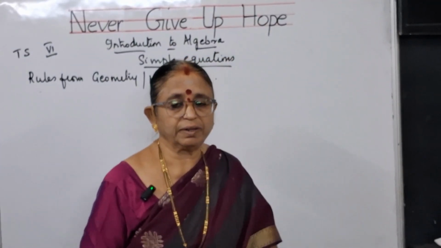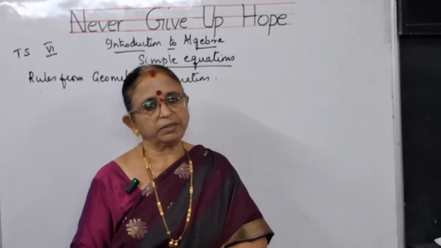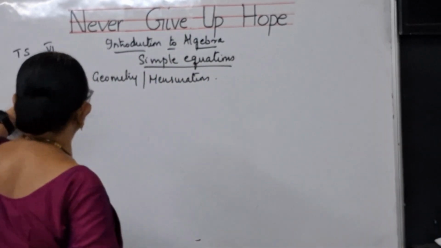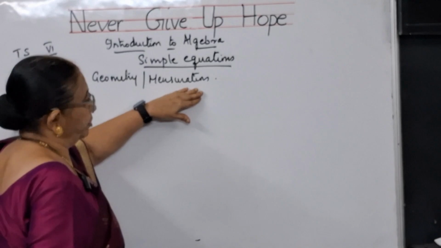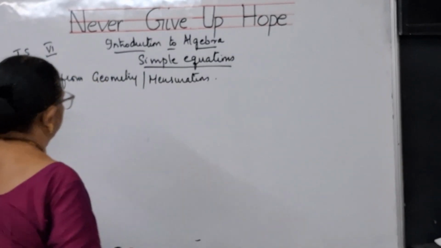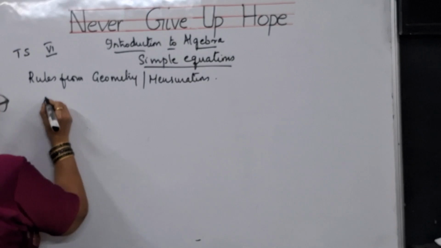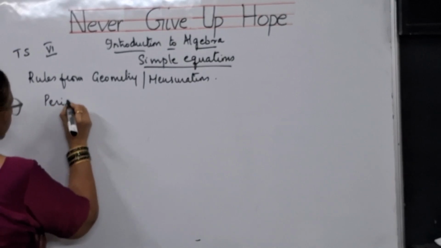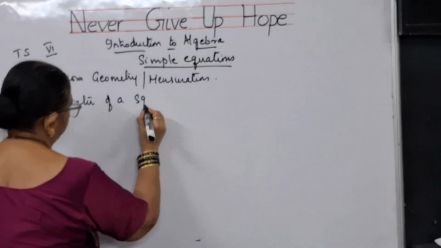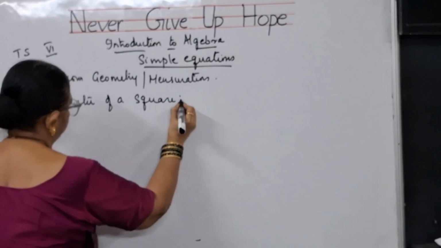I am doing 6th class maths, simple equations, and in this simple equations we have got rules for geometry of mensuration. Here rules means how the formulas are developed. Now we have got one example here, that is perimeter of a square. We are going to develop a formula for it.